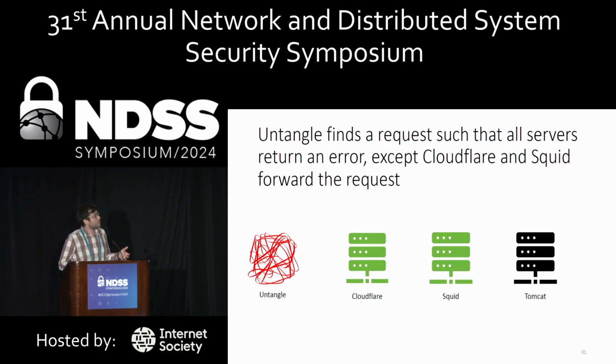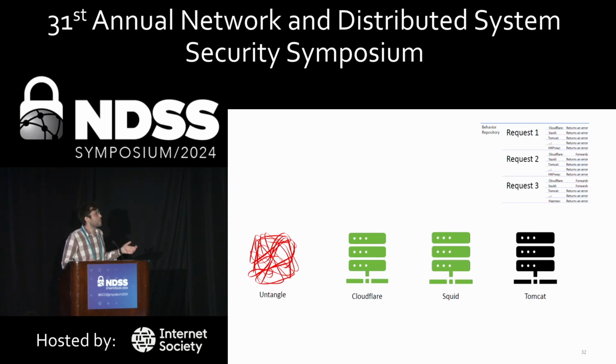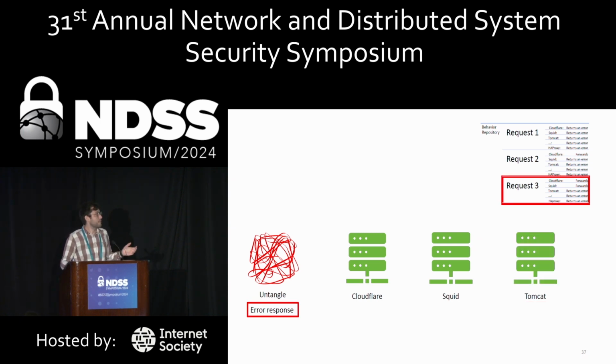Again, in the third step, similar logic. This time we want Cloudflare and Squid to forward it, and all others will return an error. We have that request in our behavior repository, so we send it, and we decide it's a Tomcat server. So overall, our methodology worked like this. However, there are some more details, and I'll go into those right now.